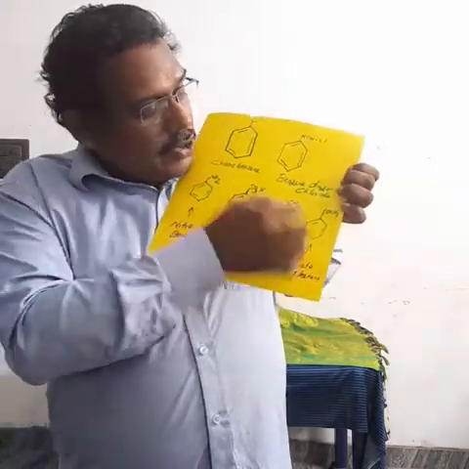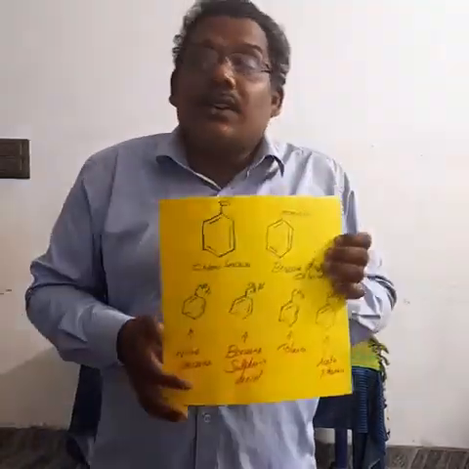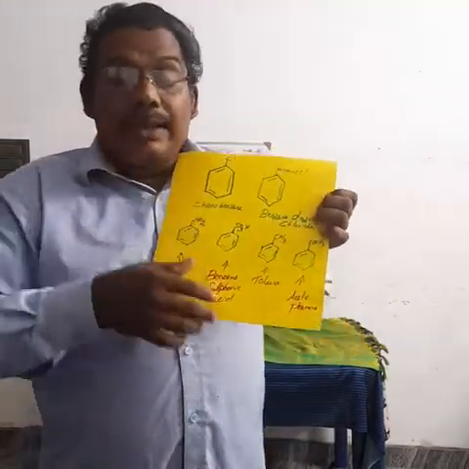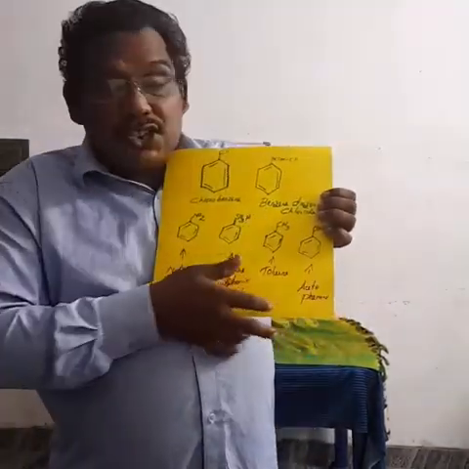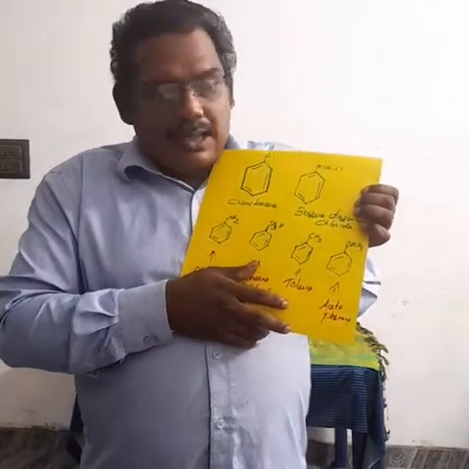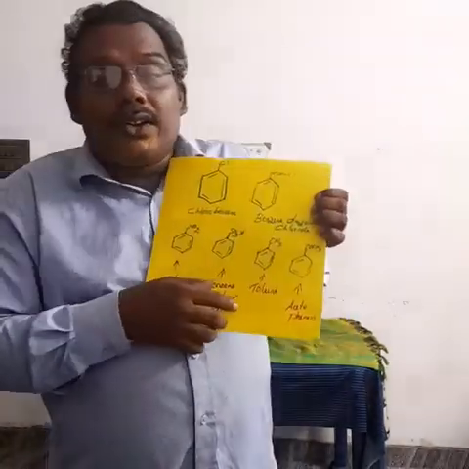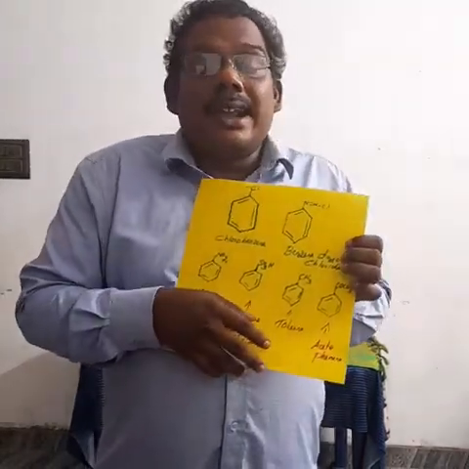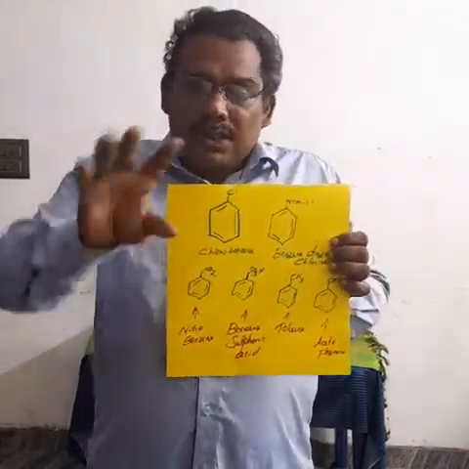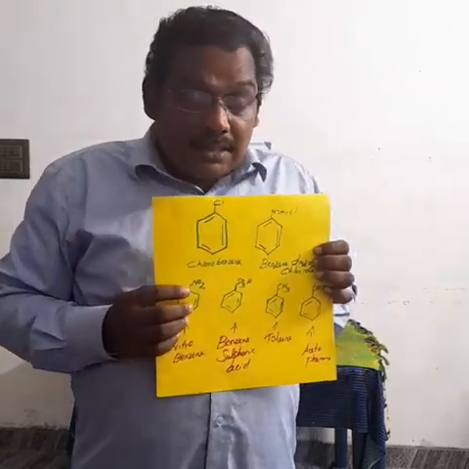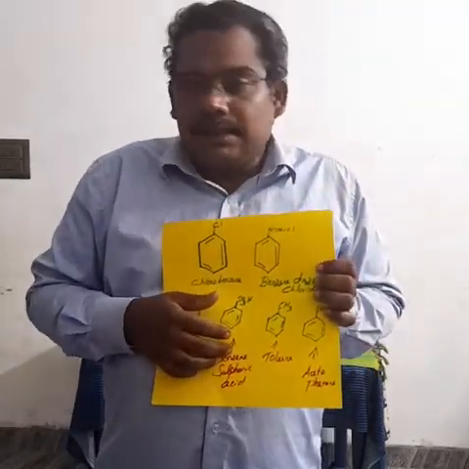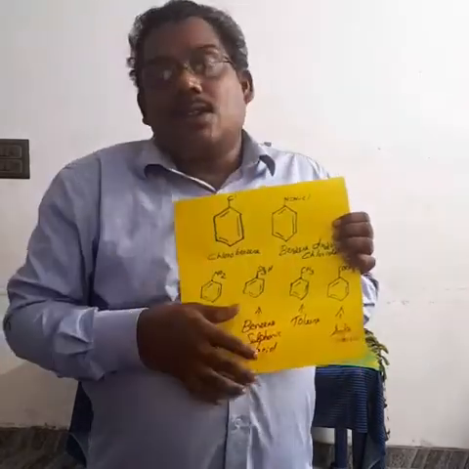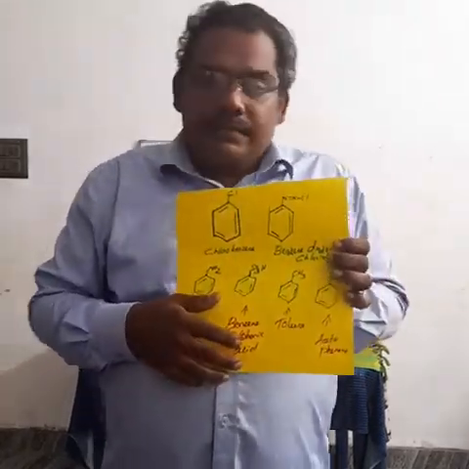Next, one more compound, acetophenone. These two are Friedel-Crafts reactions, a very important naming reaction, the Friedel-Crafts reaction. Here we are taking benzene with acetyl chloride. What is the formula for acetyl chloride? CH3COCl, acetyl chloride. So by the reaction between benzene and acetyl chloride, we get acetophenone.